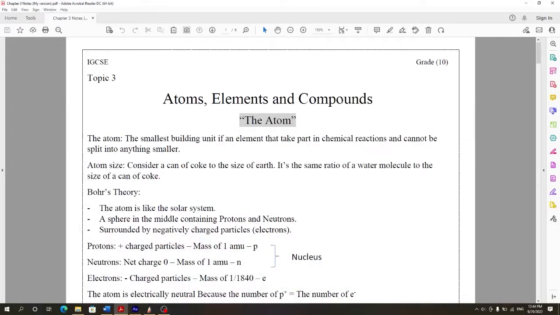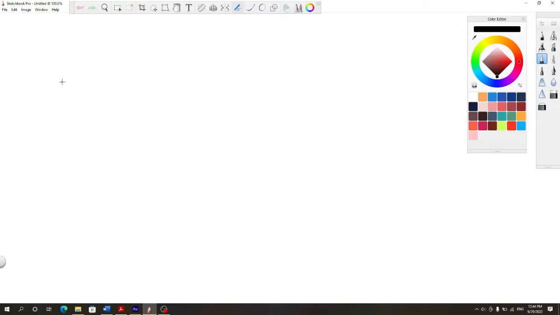Today we'll start topic 3, atoms, elements, and compounds. Let's start by the definition of an atom. The atom is the smallest building unit of an element, and it takes part in chemical reactions and cannot be split into anything smaller.